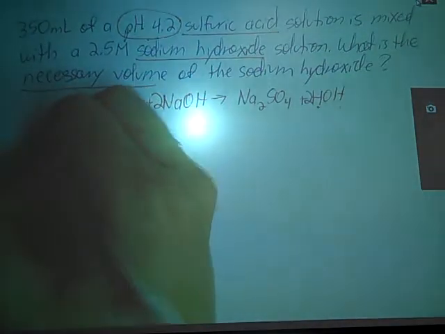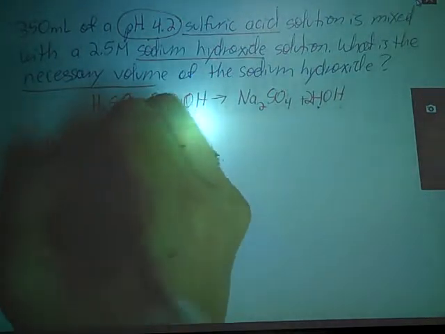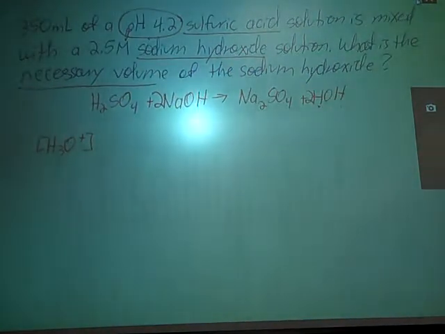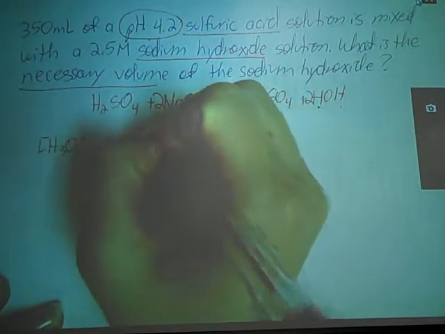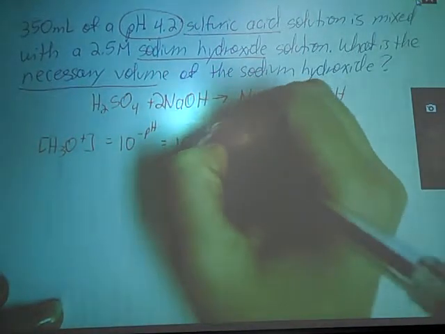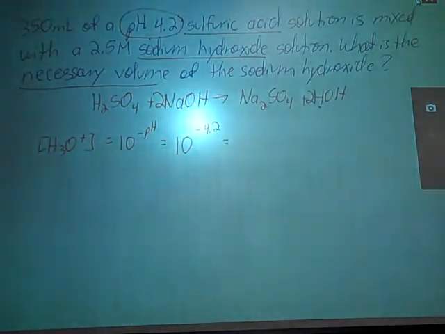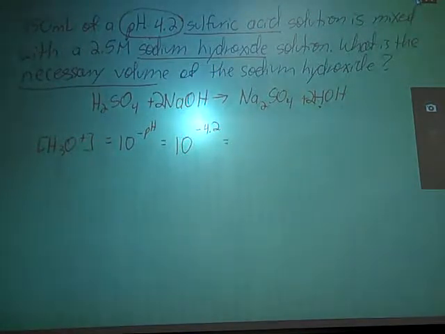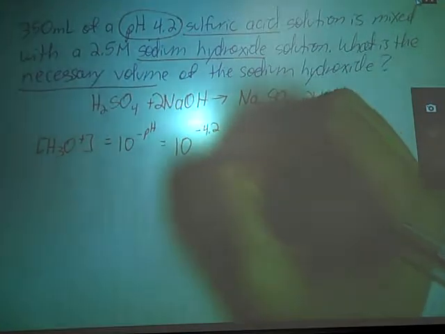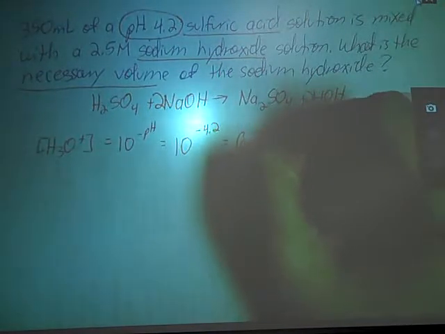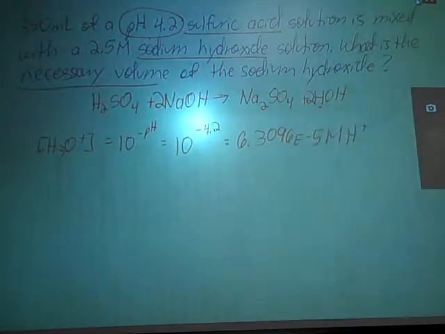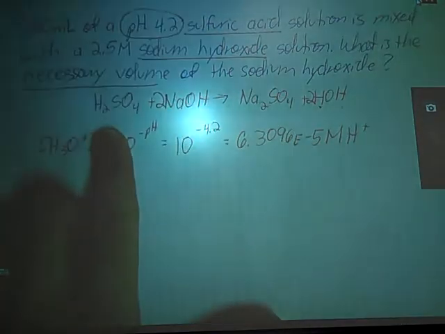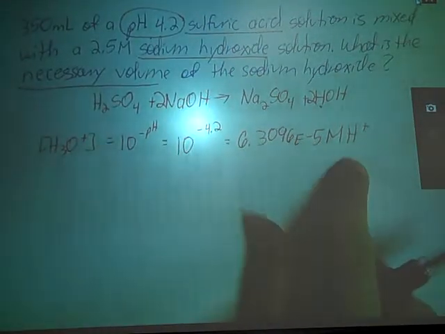So to find out the concentration of H+, remember it's actually present in my solution as hydronium, I need to do 10 to the negative pH. That's my formula. So we're going to do 10 to the negative 4.2. 10 to the negative 4.2 gives me 6.3096 times 10 to the negative fifth. And this is a concentration. So I don't have to worry about the fact that I get 2 hydrogens per sulfuric acid. This did all of that for me.